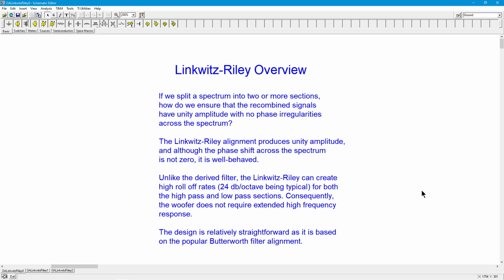Another nice thing about the Linkwitz-Riley is you can get a nice high roll-off rate. You can do a fourth order system, in other words, a 24 dB per octave roll-off, which is actually pretty nice as far as the woofer and the tweeter are concerned. They don't need extended high frequency and low frequency response for the two drivers. Another nice thing is they're relatively easy to design because they're based on Butterworth alignments. As a matter of fact, some people refer to them as double Butterworth or Butterworth squared, something like that. It's kind of an interesting setup, actually, as you'll see.